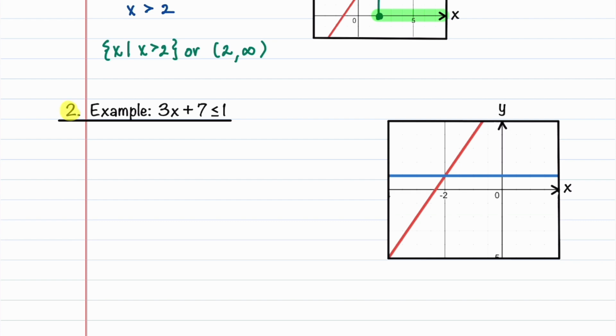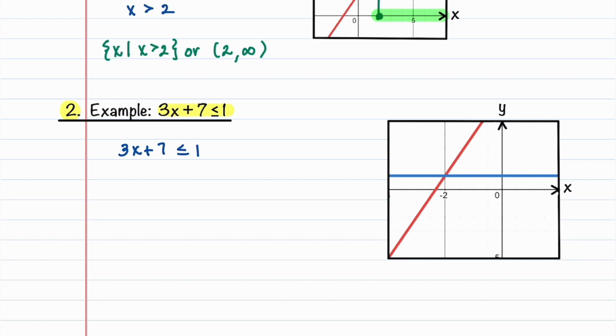Let's now look at our second example. In this example, we have 3x plus 7 is less than or equal to 1. So we have a less than sign and an equal sign. To start the problem, let's just write down our inequality. We have 3x plus 7 less than or equal to 1. We're going to solve it just like we do any other linear equation.